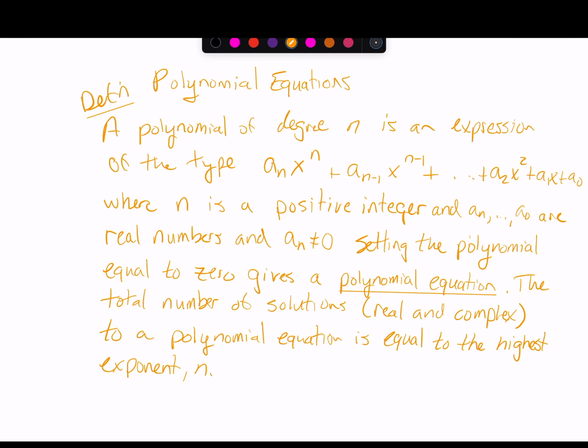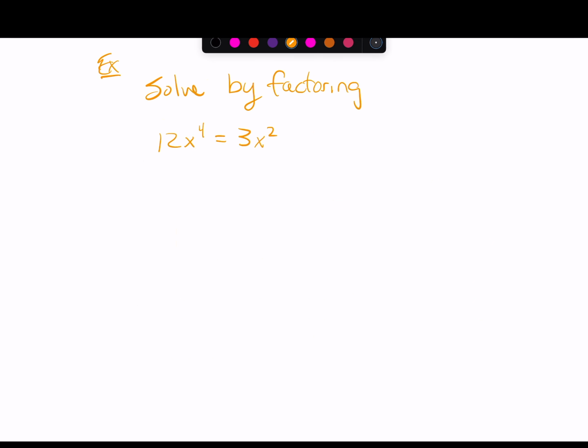So let's do an example of a polynomial equation and solve for x. Let's solve by factoring 12x to the fourth equals 3x squared. What can we do first? Well, we subtract 3x squared from both sides to get 12x to the fourth minus 3x squared is equal to 0. So we have a polynomial equation. We should expect at most 4 solutions because x is raised to the fourth power.